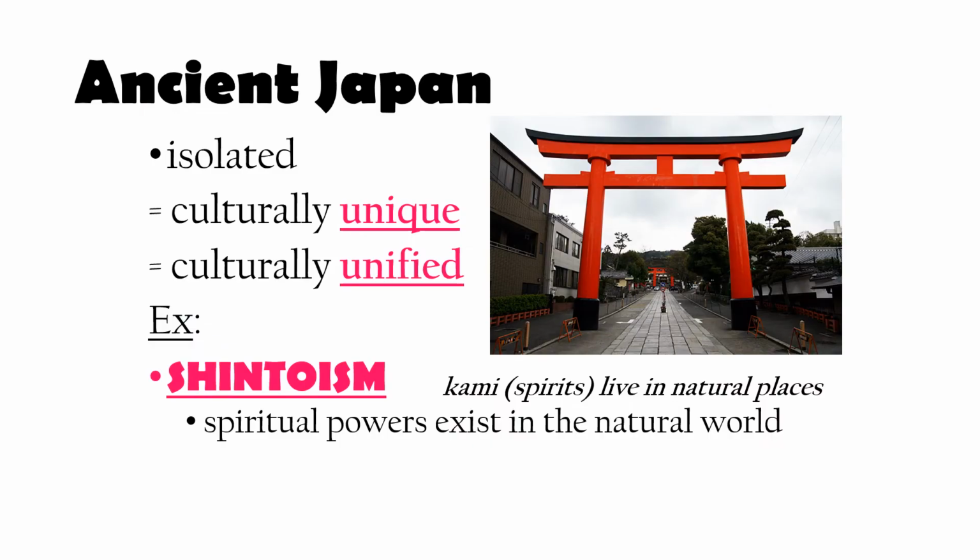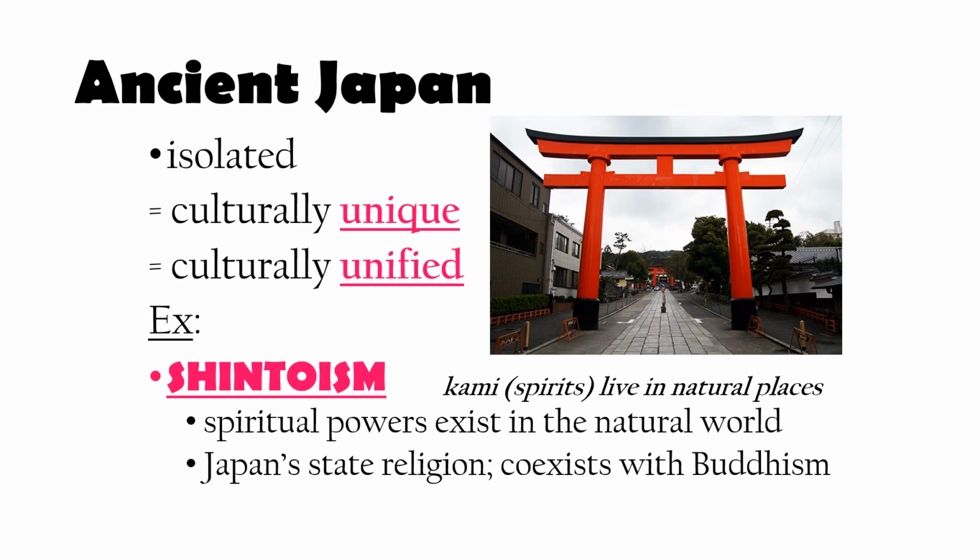Something else about Shintoism is that it does coexist with Buddhism. So it is the kind of belief system that can coexist with other belief systems. We've talked about the origins of Buddhism, how it originated in India, spread to China, eventually to the Korean Peninsula, and eventually to Japan. Another thing about Shintoism is that it does include emperor and ancestor worship.